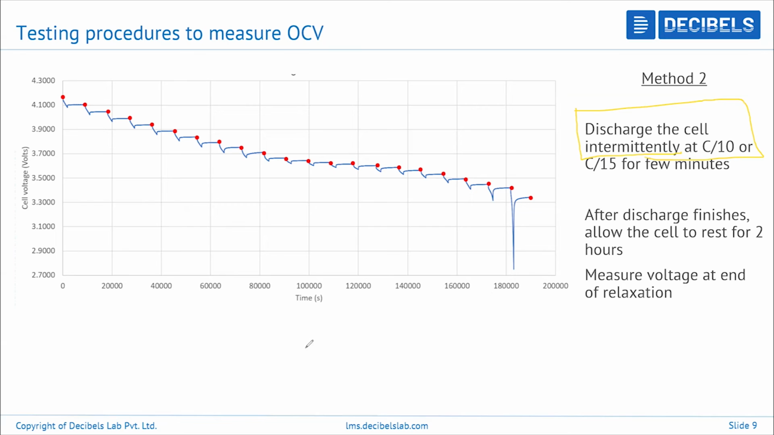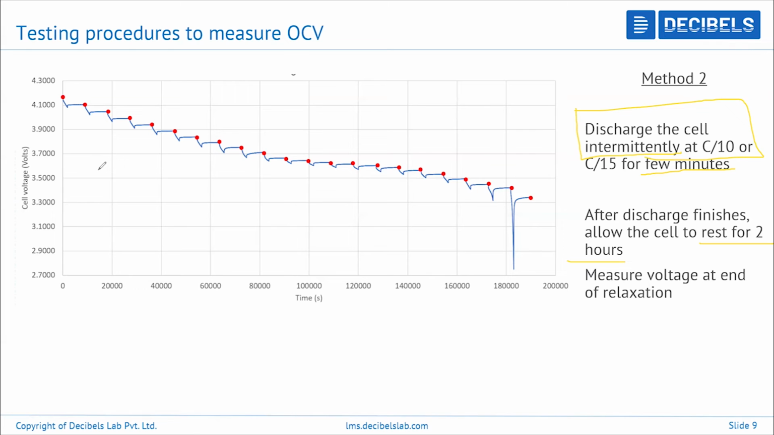Okay. Now, again, here the C rate is still very small, C by 10 or C by 15. You will discharge the cell for a few minutes. Okay. And once that time of discharge is completed, we will allow the cell to rest for up to 2 hours. So I had said earlier, 1 hour is minimum. In this case, 2 hours to more than 2 hours is sometimes preferable to get a very close and true accurate value of OCV. Okay.